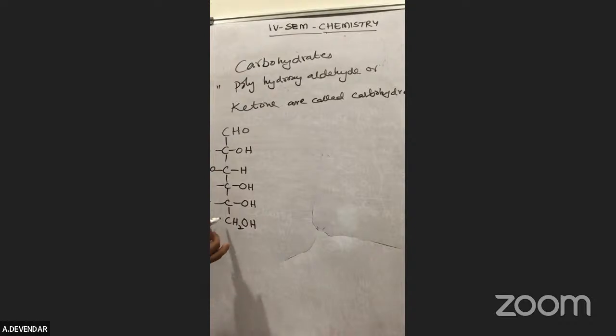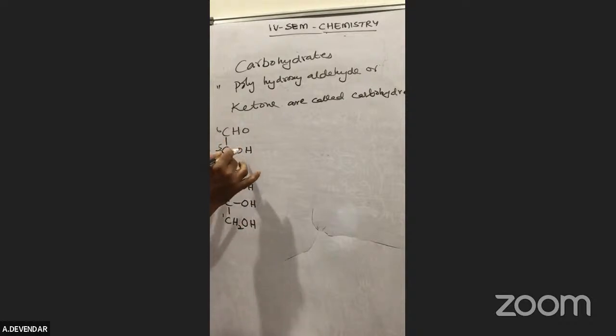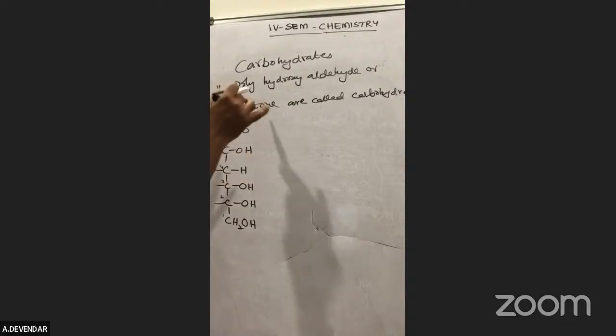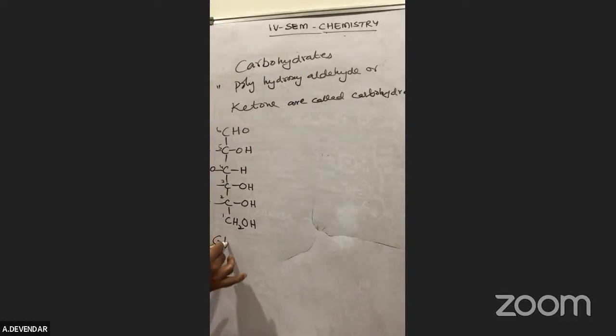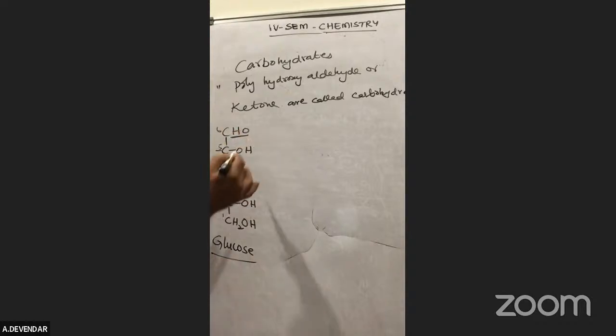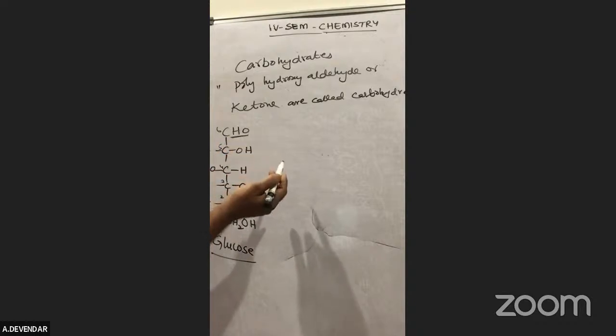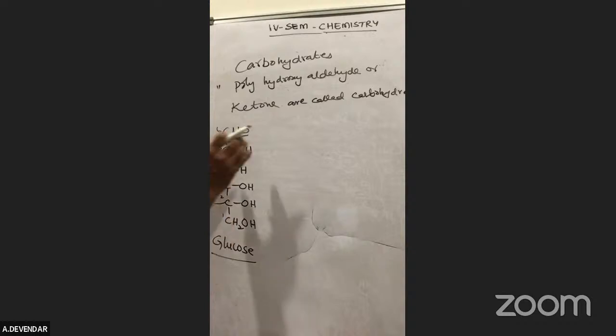See, how many carbons? 1, 2, 3, 4, 5, 6. This is a polyhydroxy, 1, 2, 3, 4, 5. Polyhydroxy aldehyde is called glucose. This is called glucose. Glucose is nothing but the aldehyde functional group is present. If the OH group is on the left-hand side, that is L glucose; if the OH group is on the right-hand side, that is D glucose. Dextrorotatory, levorotatory.